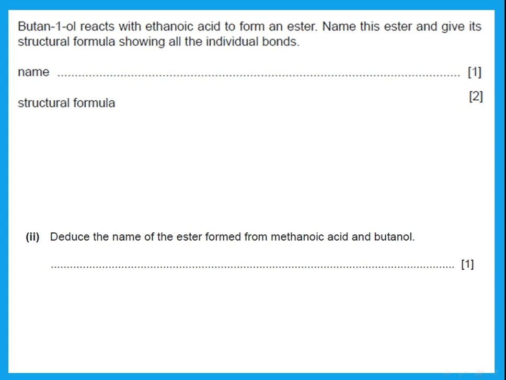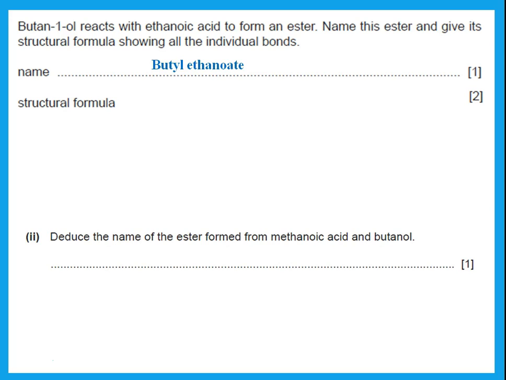Okay, butanol reacts with ethanoic acid to form an ester. Again, name this ester. We said when we name the ester, we start with the name of the alcohol. Which alcohol does he want to react? Butanol. That means I want butyl. Now, it's reacting with ethanoic, then the ester should be ethanoate. So, when we name it, we start with the name of the alcohol.